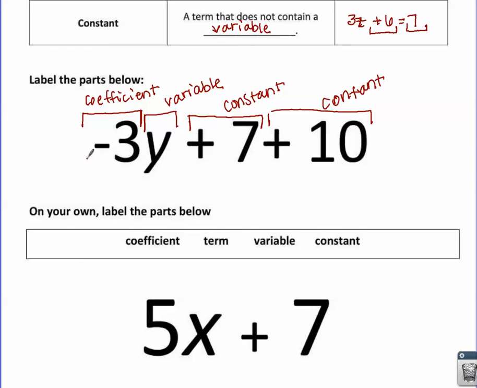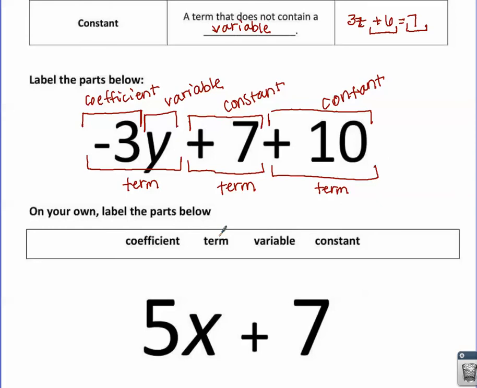These are also considered terms. Negative 3y is a term, positive 7 is also a term, and positive 10 is also considered a term. The entire portion of this, negative 3y plus 7 plus 10, is considered an expression because there is no equals.